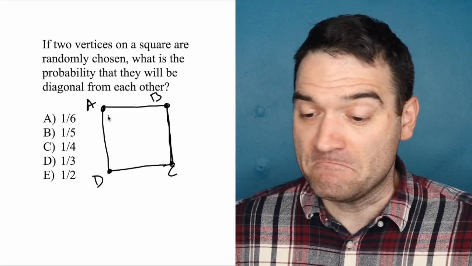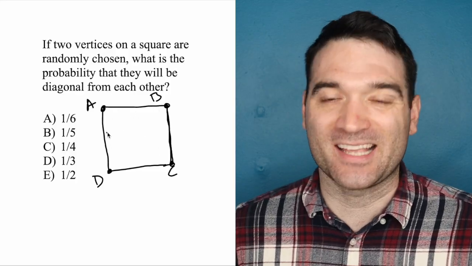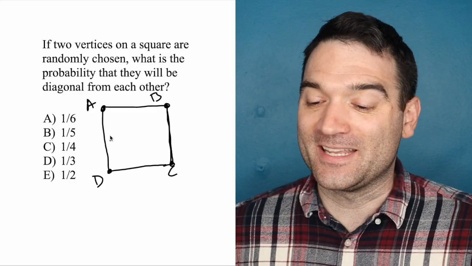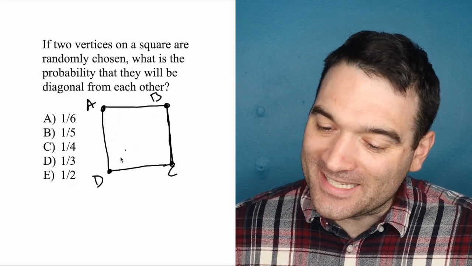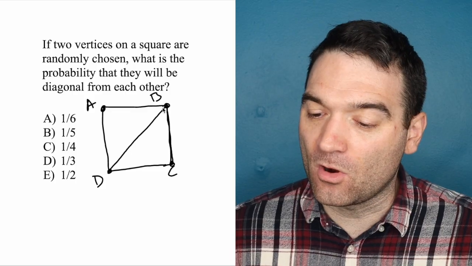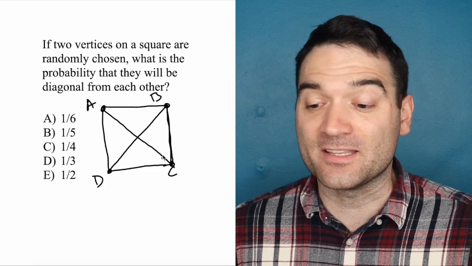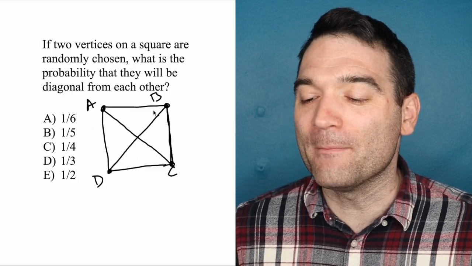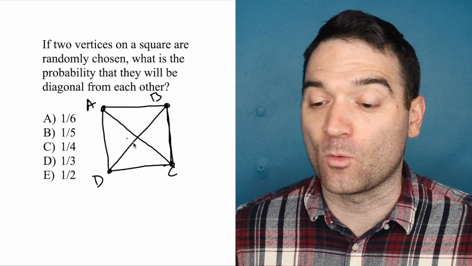And there are a lot of different pairs that we could choose. We could choose A and B, we could choose A and C, we could choose A and D, et cetera. And we want to know what the probability is that the 2 that we pick are going to be diagonal from each other. Well, I can tell you right now that there are only 2 sets of diagonal vertices, right? There's A and C and B and D. So I need to figure out what the total number of pairs that I can create from these 4 is.